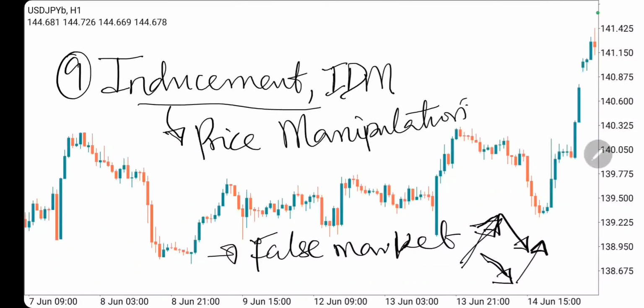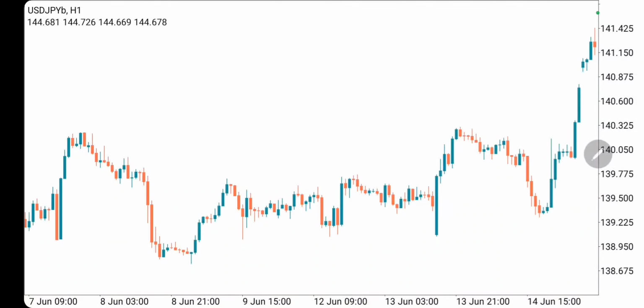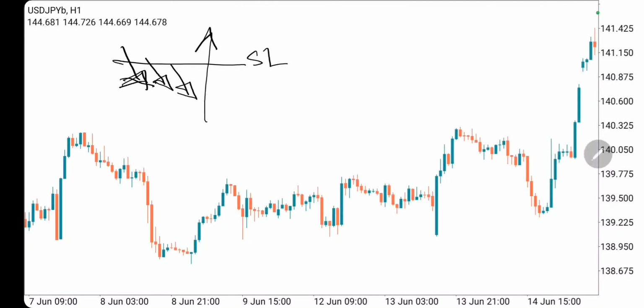Okay, so they would enter like a sell position right here, and when you have seen the bearish candle, the market is actually in a sell mode. Now when you get in as a retail trader, they would reverse the position and take out all your stop losses. This is price manipulation.